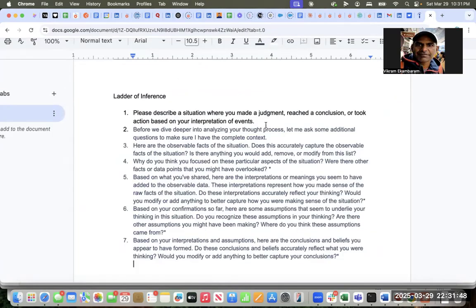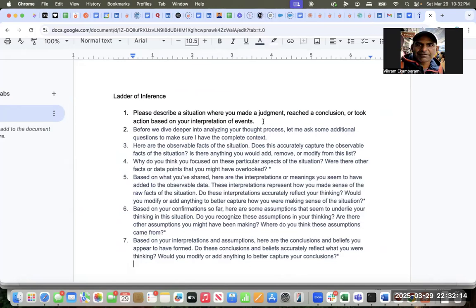First, it asks you to describe a situation where you made a judgment, reached a conclusion, or took action based on your interpretations of the events. And then it looks at that and asks you some clarifying questions to get more context. From that, it extracts the very specific facts that are actually observable, and presents those facts to you so that you can either edit them, change them, or add more facts to it.